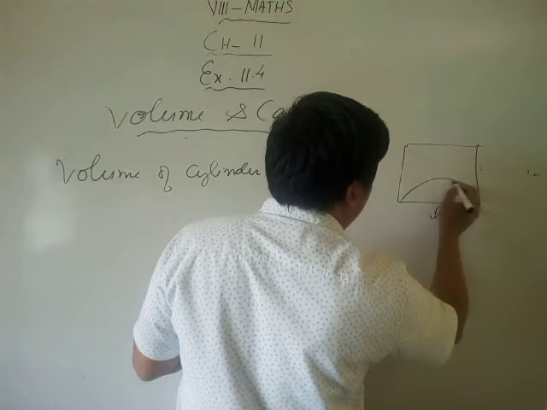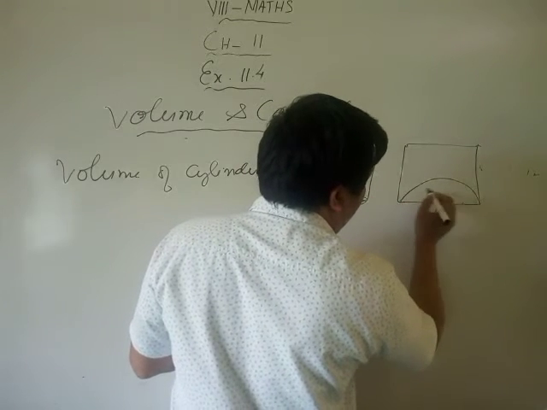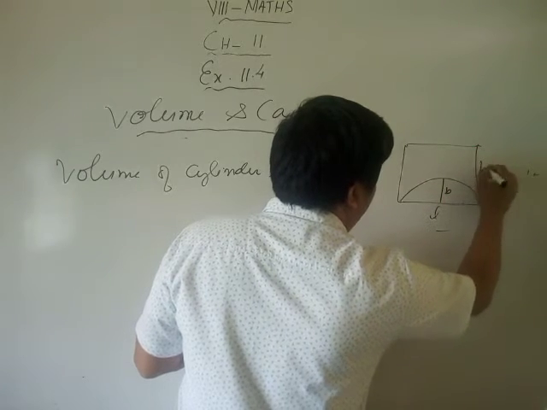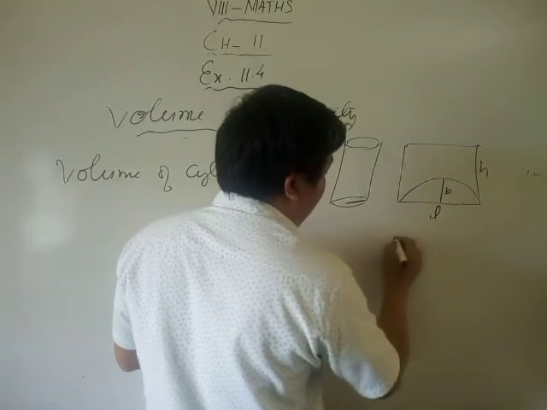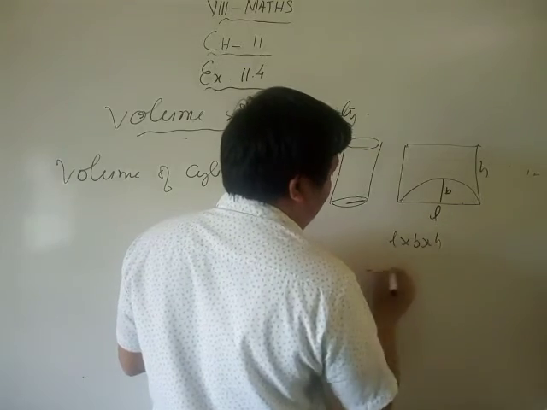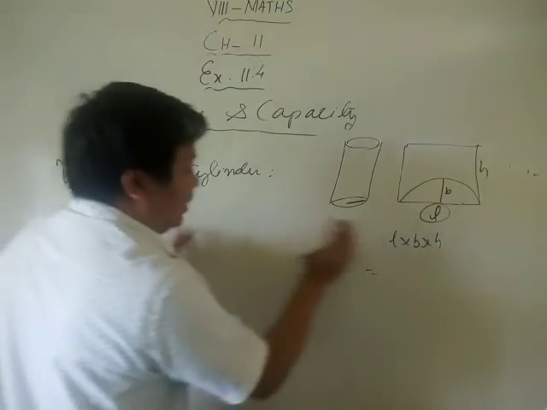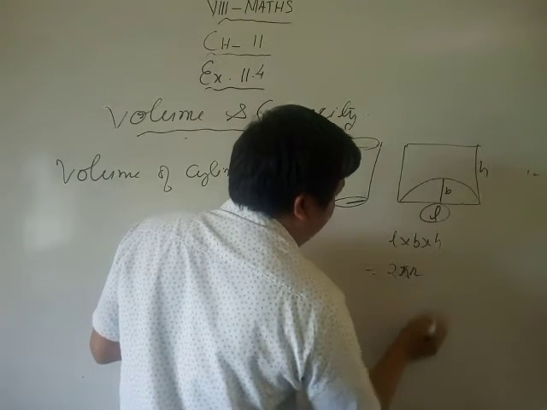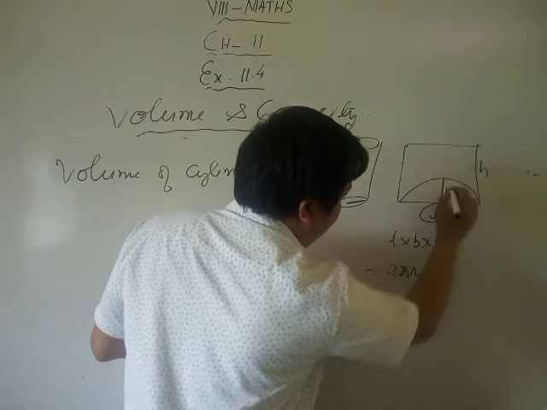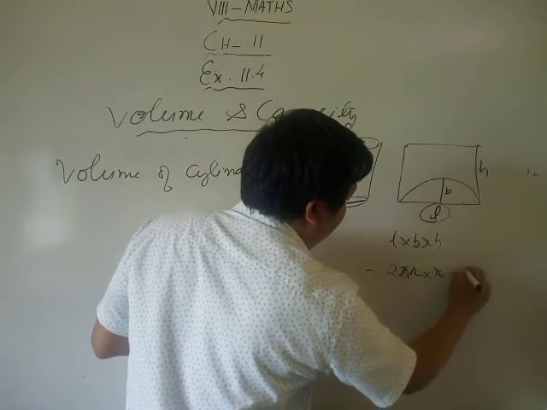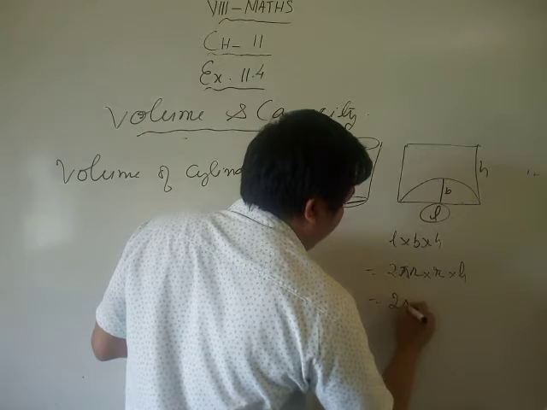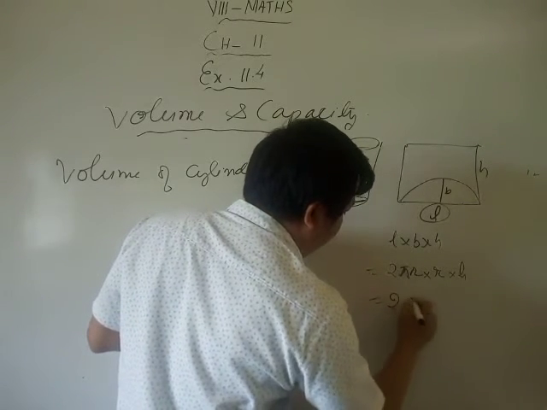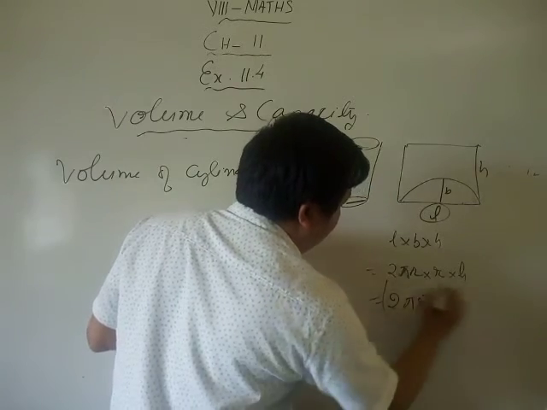So this circle, I am showing here a semicircle. So this part will be the breadth, and this will be the height. So what happens? The volume is length into breadth into height. What is the length? The length is the circumference, it is twice pi r, into breadth r, into height. That means twice pi r square h is the volume of cylinder.